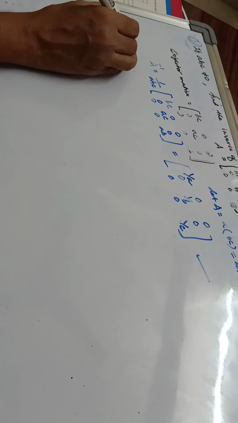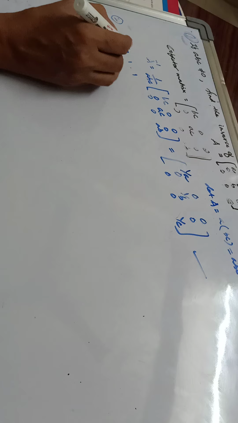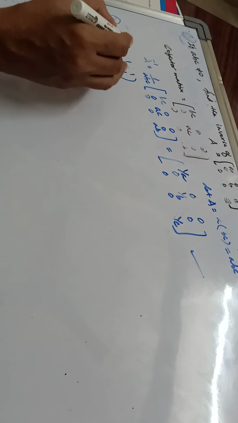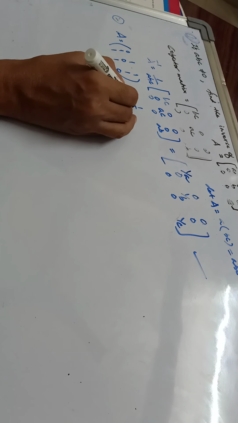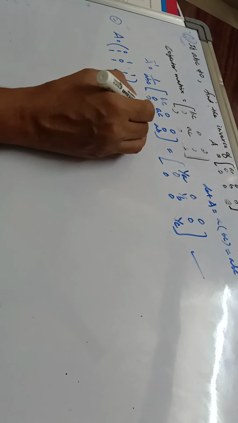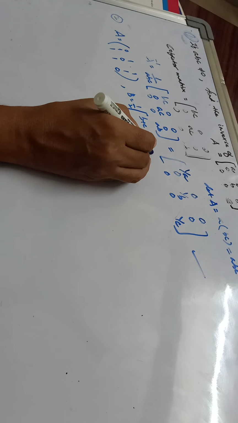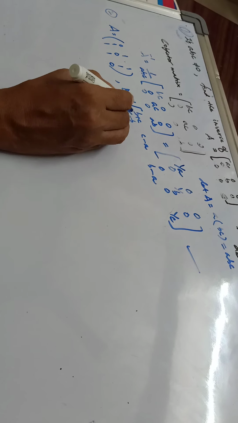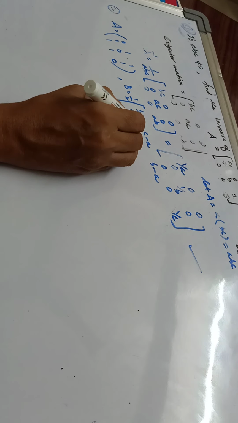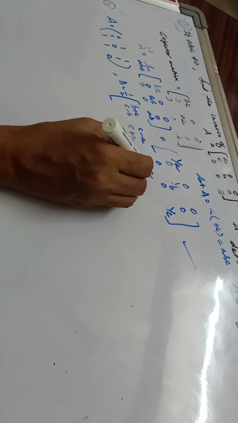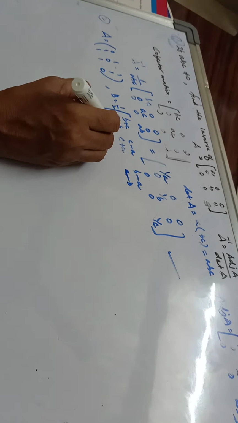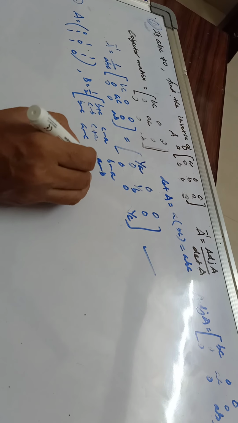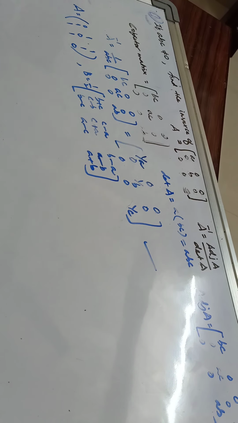A is equal to 0, 1, 1, 1, 0, 1, 1, 1, 0, and B is equal to half into matrix B plus C, C minus A, B minus A, C minus B, C plus A, A minus B, B minus C, A minus C, and A plus B. And this is matrix D.